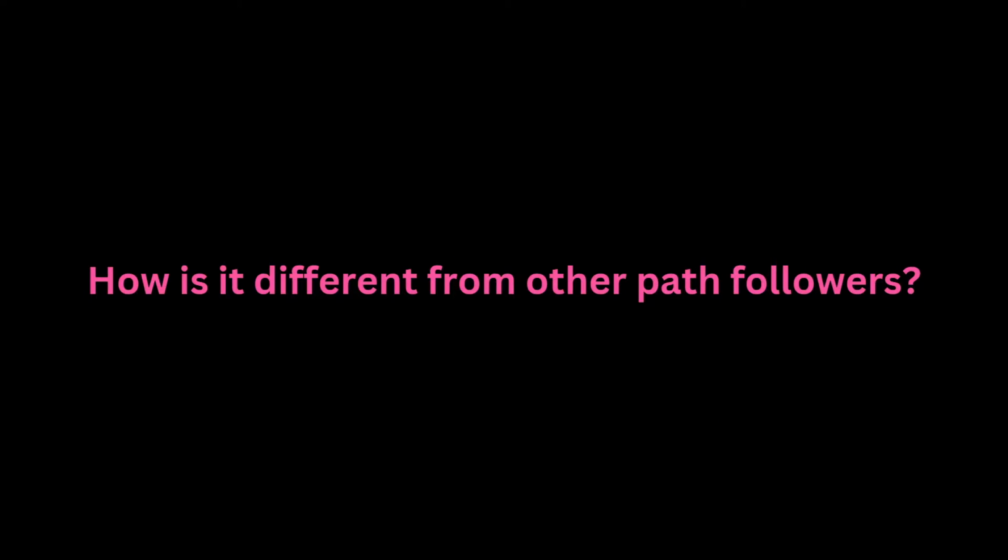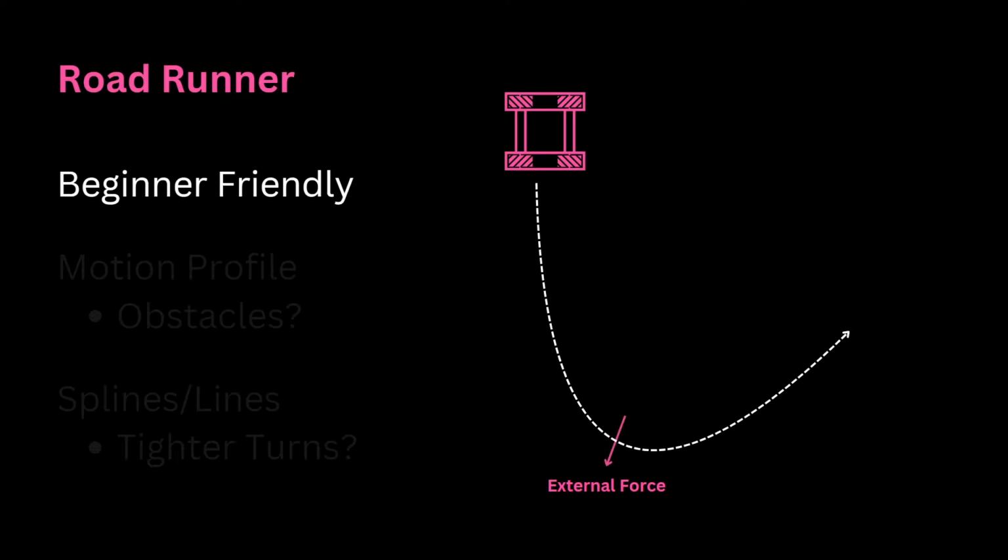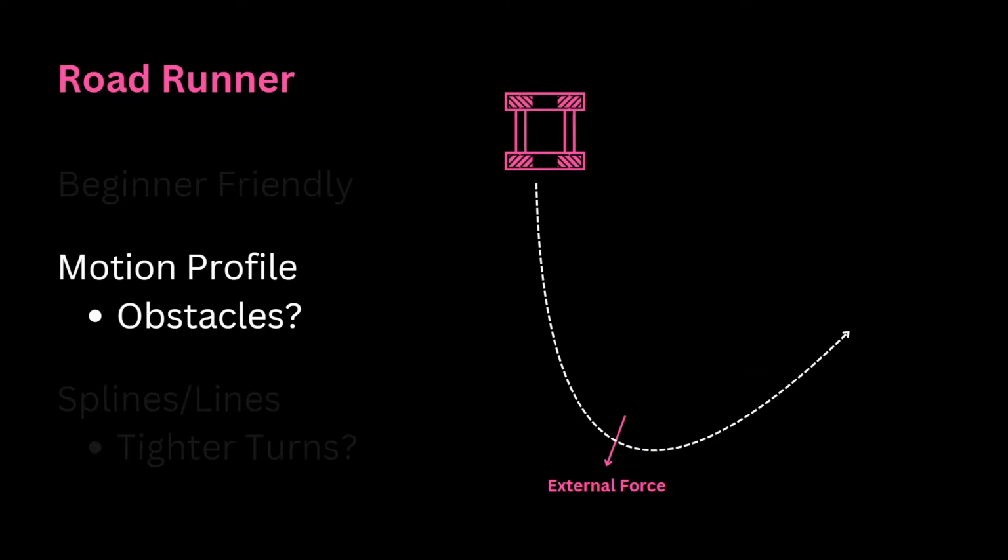How is it different from other path followers? So let's start with Roadrunner. Roadrunner is pretty beginner friendly. However, it operates under a motion profile. This means that Roadrunner calculates what your wheels need to do throughout the entire trajectory beforehand.